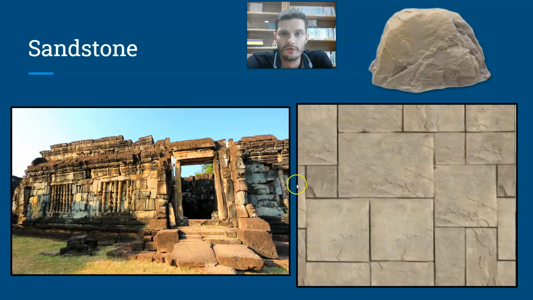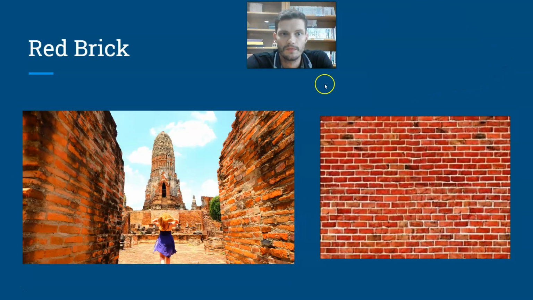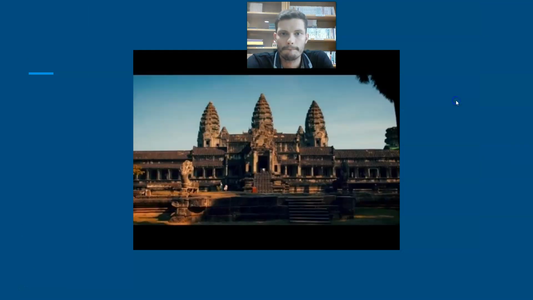Alright, but this is sandstone. This is what sandstone looks like. So the more important structures would have been built with these giant slabs of sandstone and intricately placed together. And red brick. Okay, we know what red brick looks like.